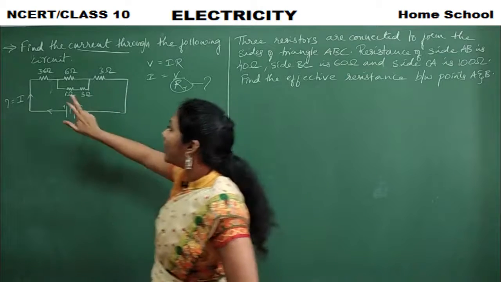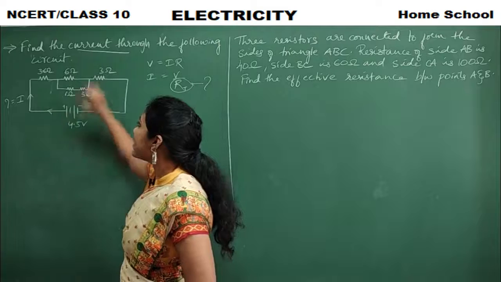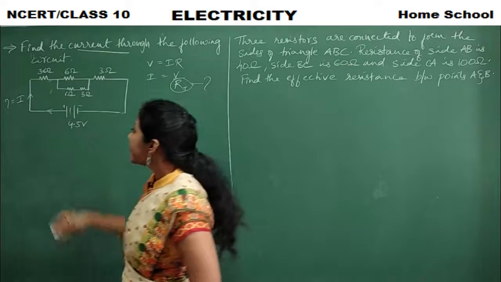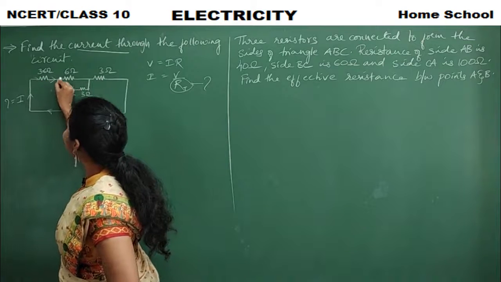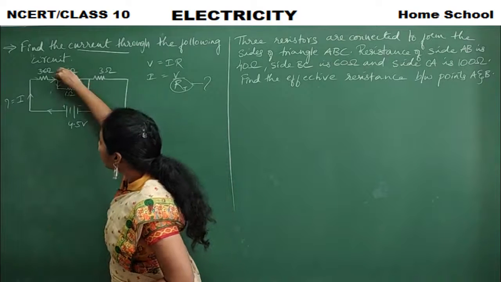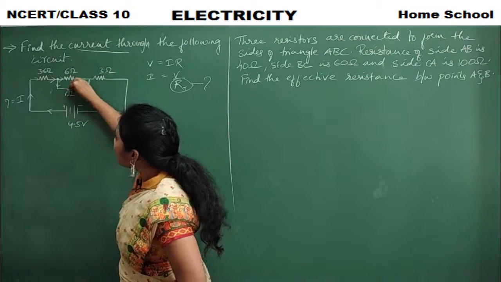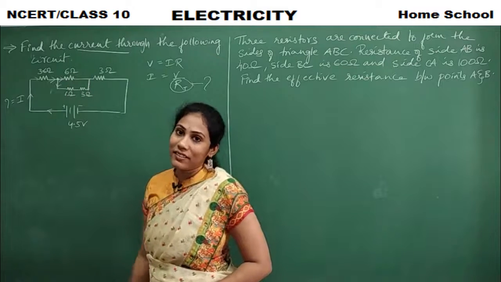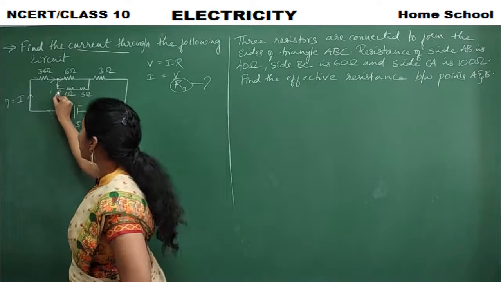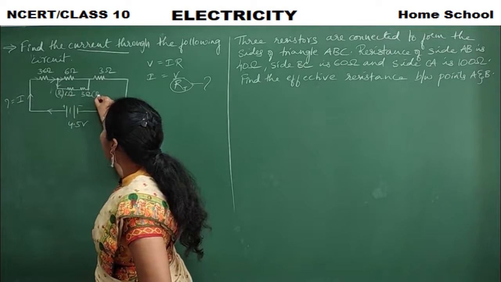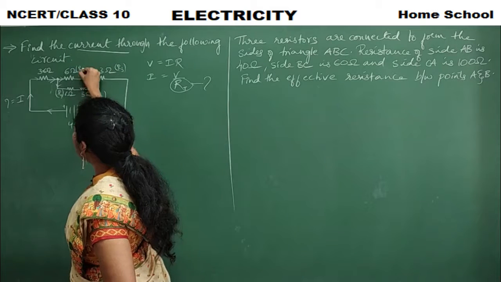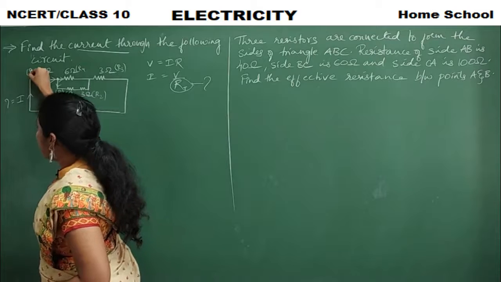You can observe here the 3 resistors are in series. For this resistor, these 2 are in parallel, right? See, current flows and here current is getting divided. Wherever current is getting divided at a certain point, then these 2 are in parallel, right? Okay, so let me give numbers for the resistors. Let this be R1 resistor, this is R2 resistor, this is R3 resistor, this is R4 resistor, and this is R5 resistor.